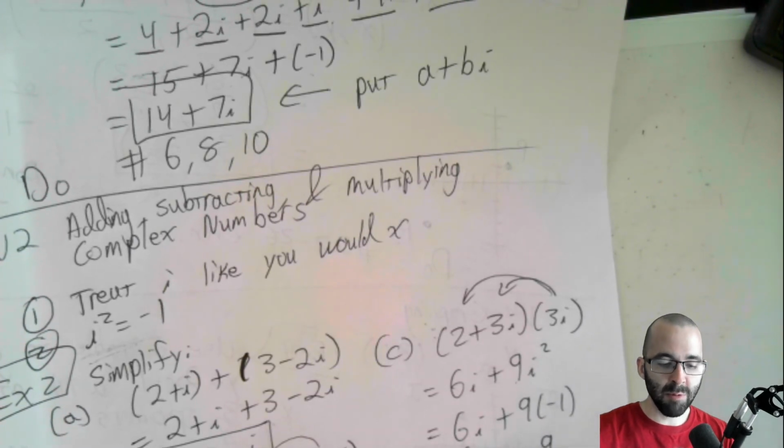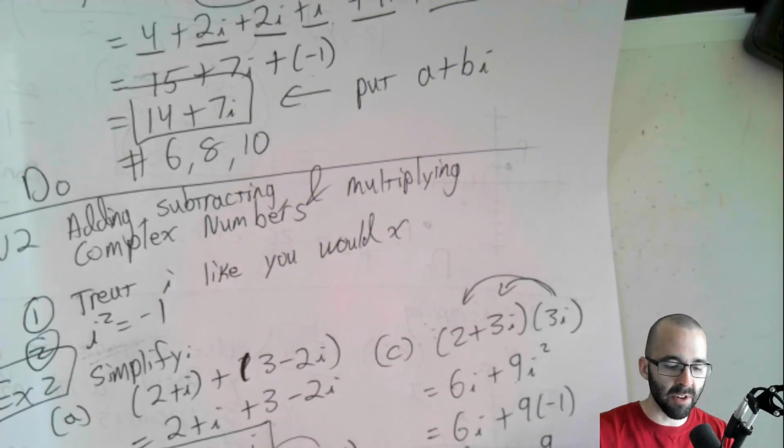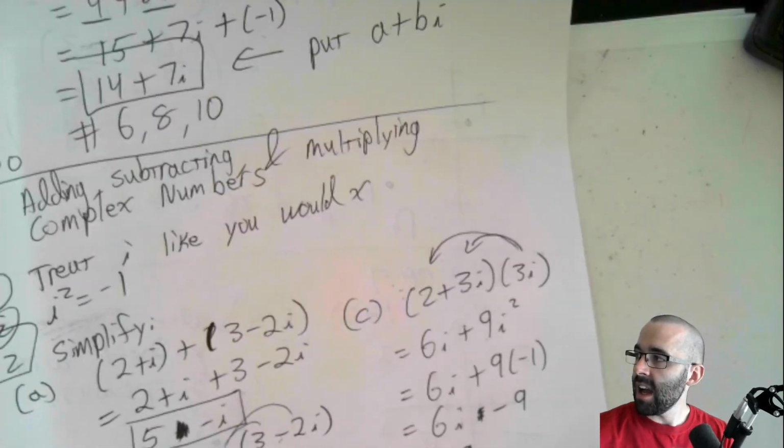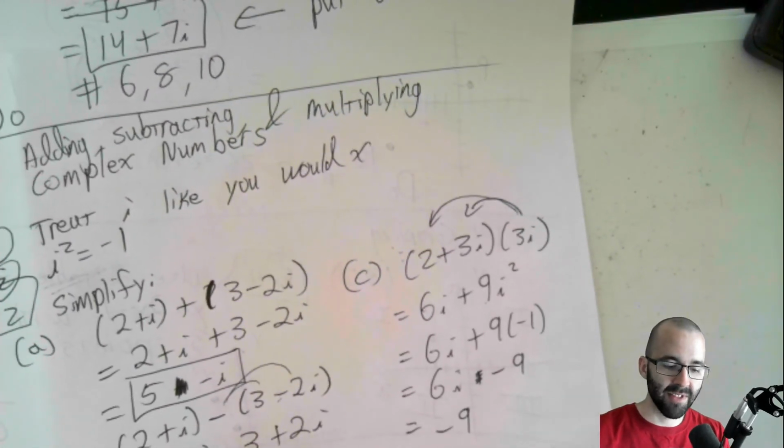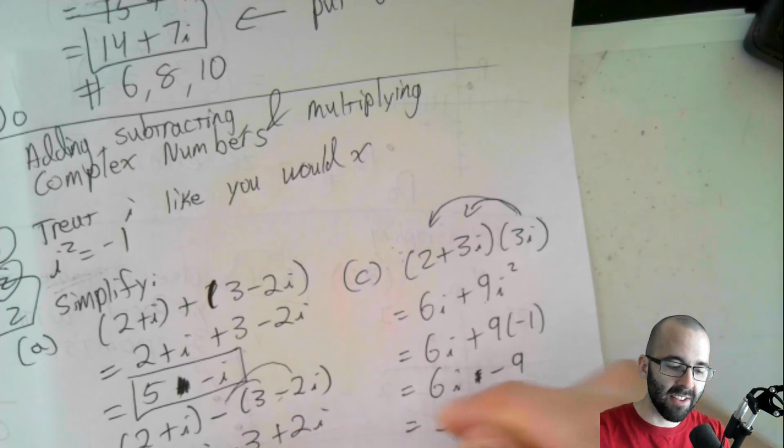6i minus 9, but we don't want it in this form. We want the real part first. The real part's minus 9. And the imaginary part is 6i. And this is the format we want.